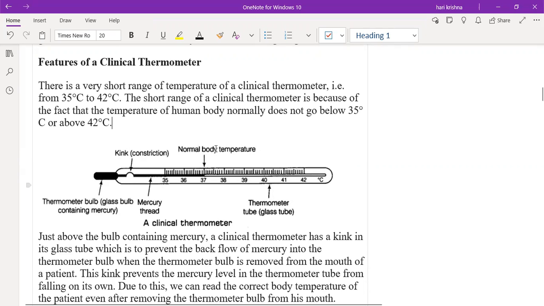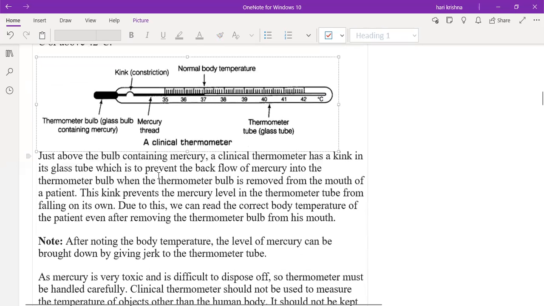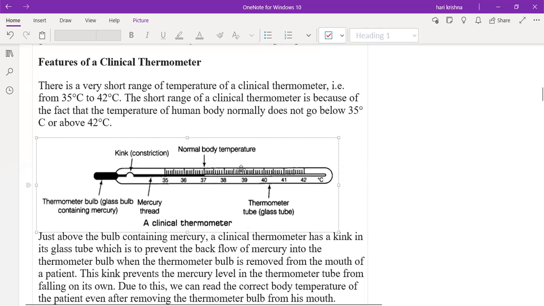You can see here the normal body temperature is 37 degrees Celsius. Whatever the readings are given here are also in Celsius. You can see the units here. So when you keep this clinical thermometer under the shoulders or under the tongue, what will happen? This mercury will rise slowly in the column of the mercury thread, so it shows the reading of the temperature of our body.